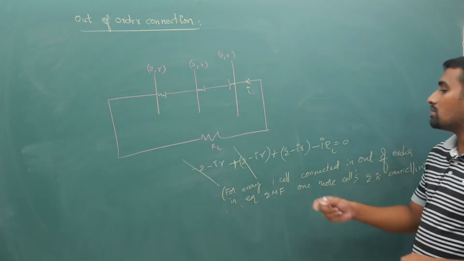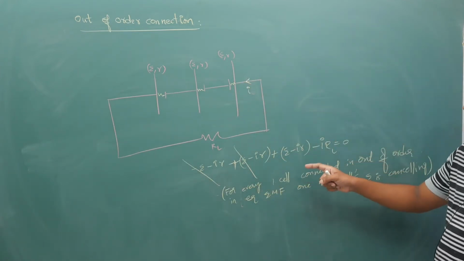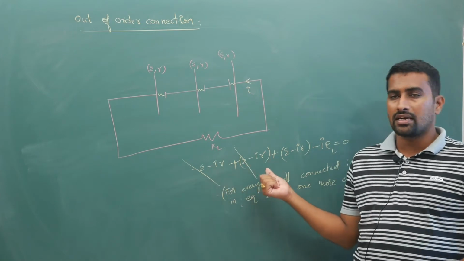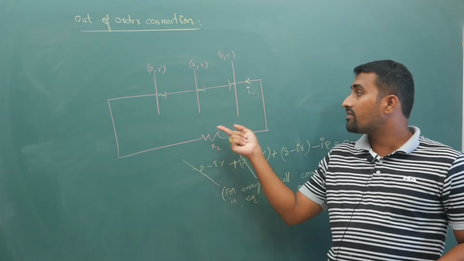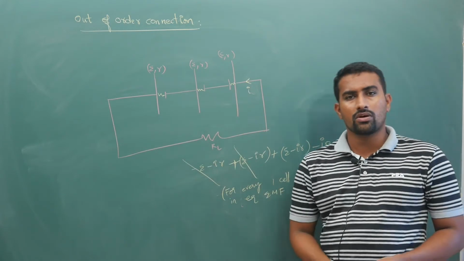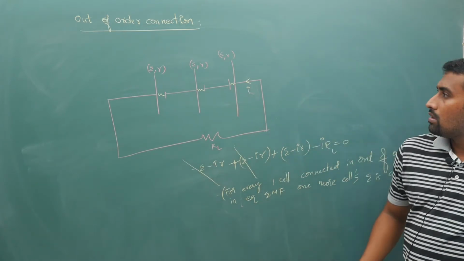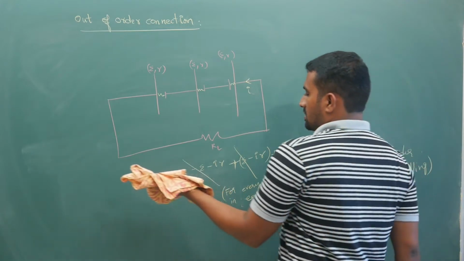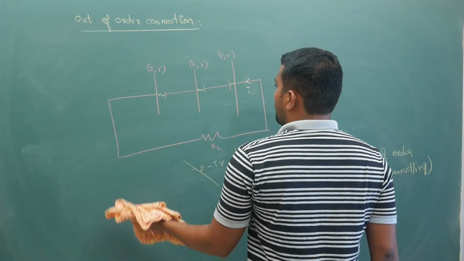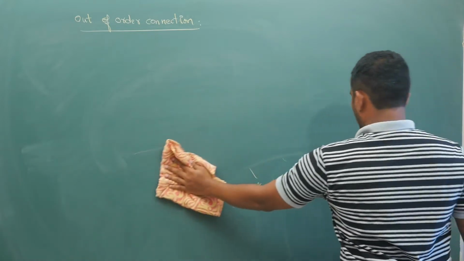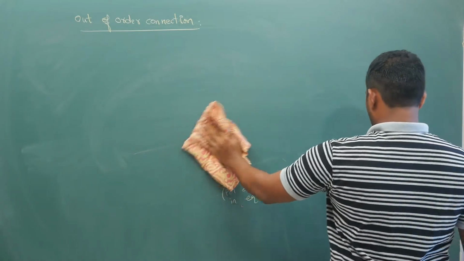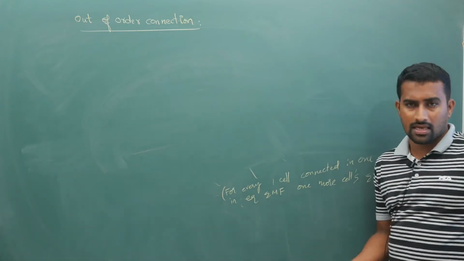But if you look at this, your internal resistance is not going to change, because the equivalent internal resistance here is 3 times r, if you replace this with a single cell and assume that it is passing the same amount of current. So for out of order connection, my final conclusion is that for every one cell connected out of order, one more cell's EMF is cancelling off.